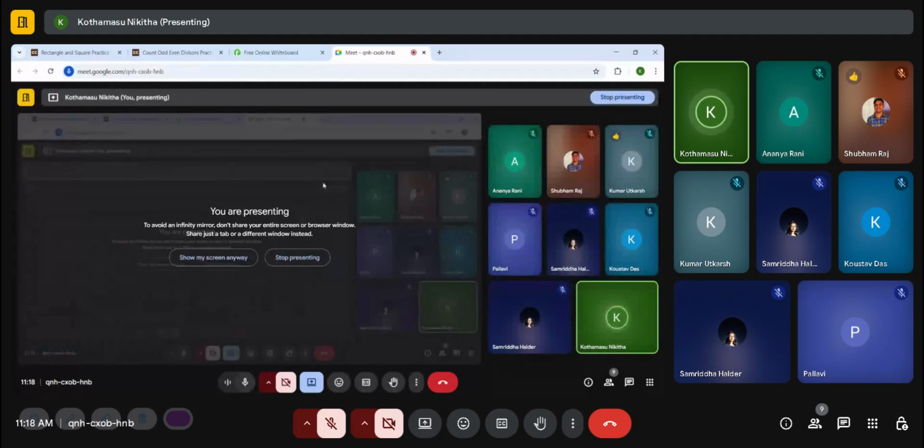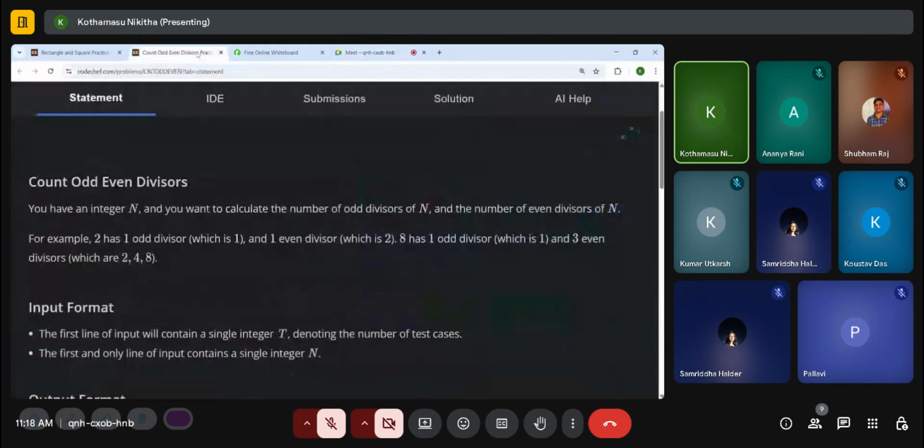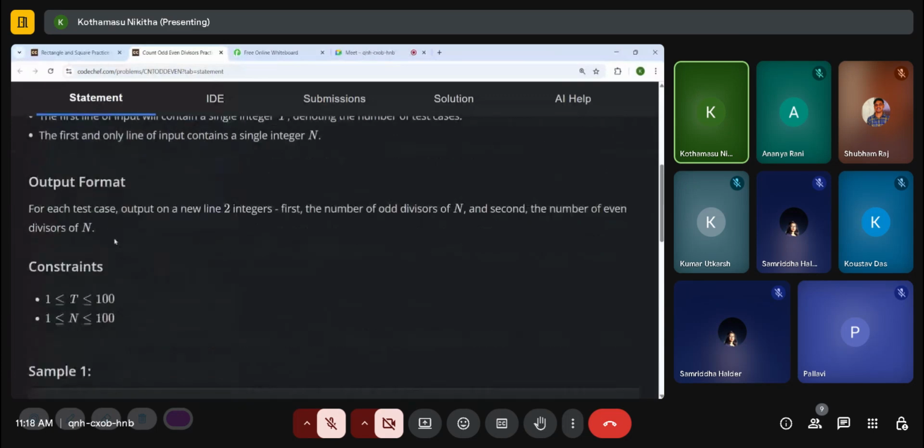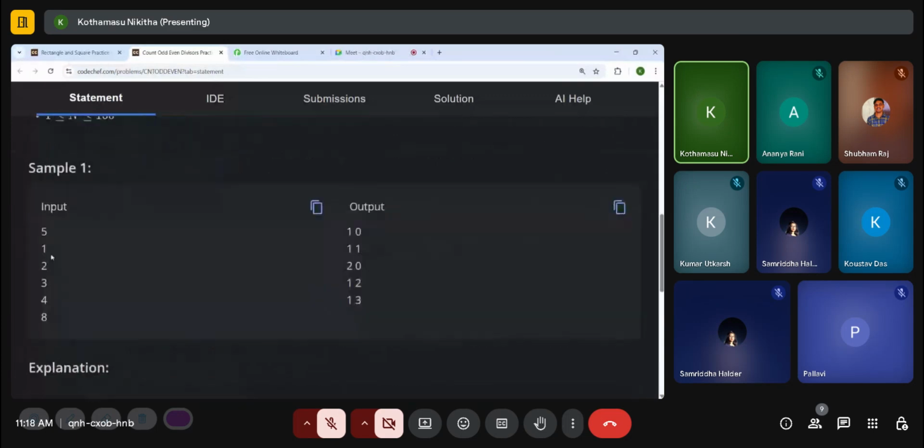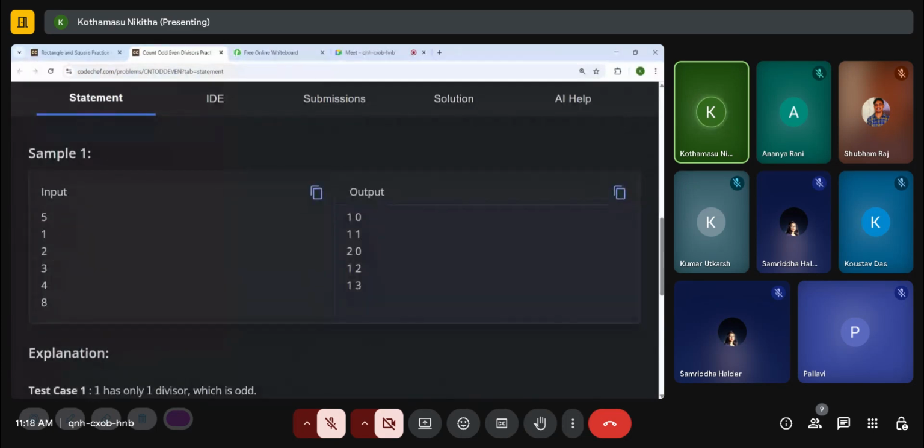Okay, let's go to the next question. The next question is, we have to count the number of odd divisors and even divisors for a number n. Five test cases. For one, only one is the odd divisor and no even divisors. So, one odd divisor and zero even divisors. For two, one is the odd divisor and two is the even divisor.